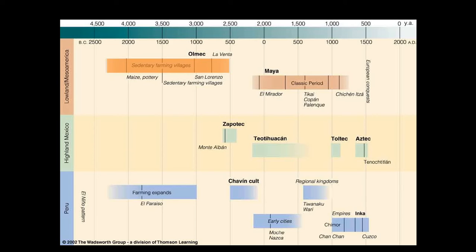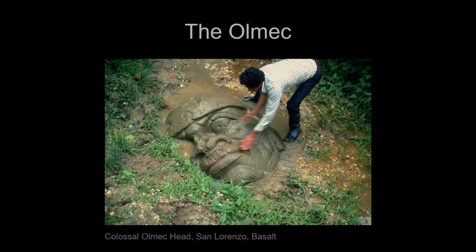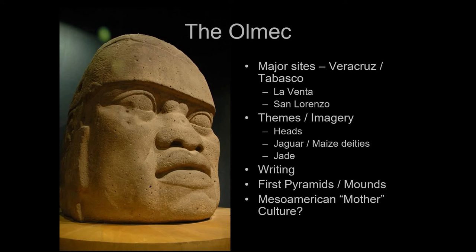And they have very, very different belief systems, completely different gods, completely different belief systems in many ways, north and south. And so the Olmec we recognize, of course, from their signature monument, these Olmec heads. But there's lots of things that we can talk about. First off, we're going to talk about the major sites in Veracruz and Tabasco, La Venta, San Lorenzo. We're going to talk about the major themes and iconography of the Olmec. And then we're going to talk about the beginnings of writing and calendars and some of the first evidence of pyramids and mounds.